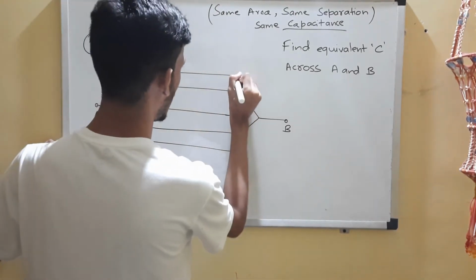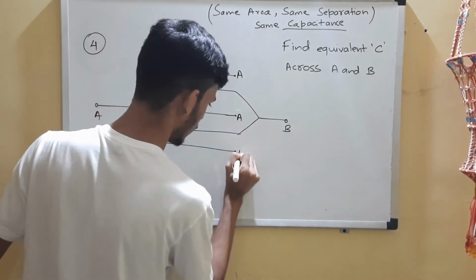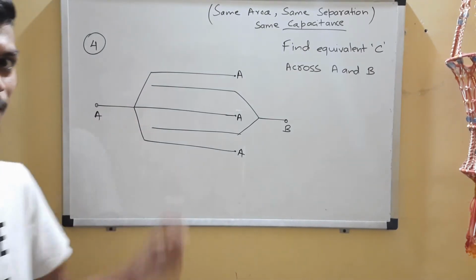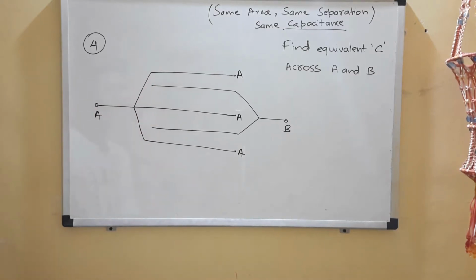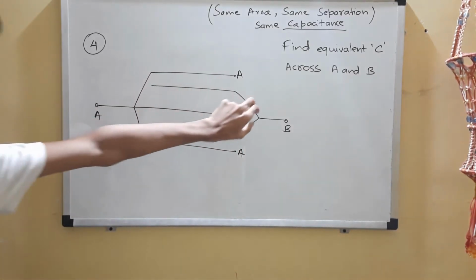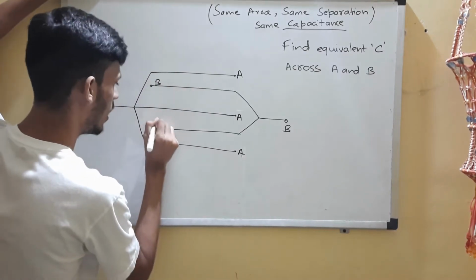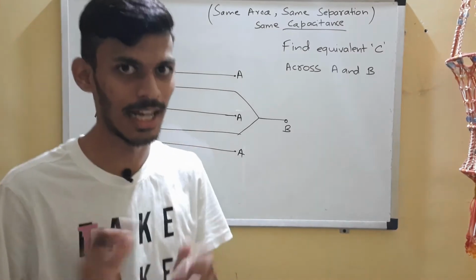So step 1, assign potentials. We'll say that this has potential A, this will also have potential A, this will also have potential A. All three of them are connected to the terminal A, so all three will have the same potential. Similarly, these two plates are connected to terminal B. These two plates will have the same potential. Let's call it B. Now step 1 is done. We have assigned the potentials.